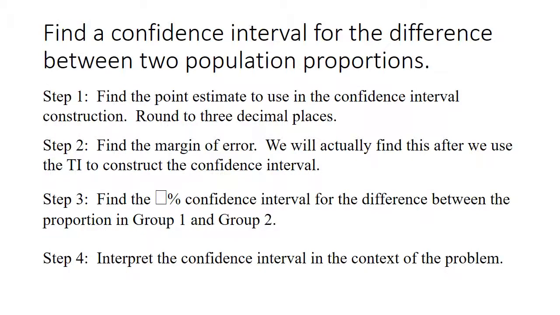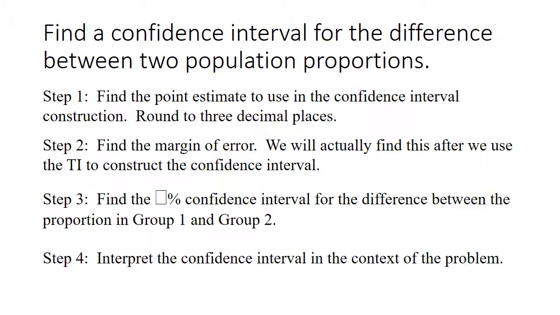If we are going to find a confidence interval for the difference between two population proportions, our Hawks Online homework likes to walk us through some steps. First step is find the point estimate. That's important to know. In our samples, what is the difference between the two proportions? We want to find that because we want to know it, but it's not something that we are going to use to build our confidence interval.